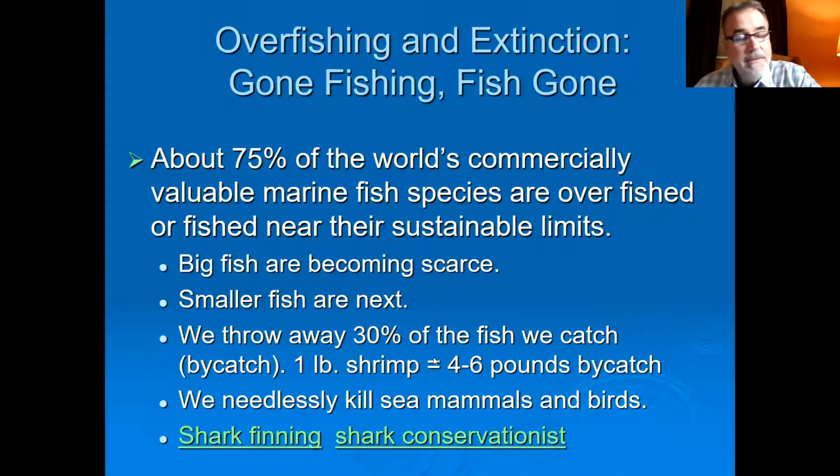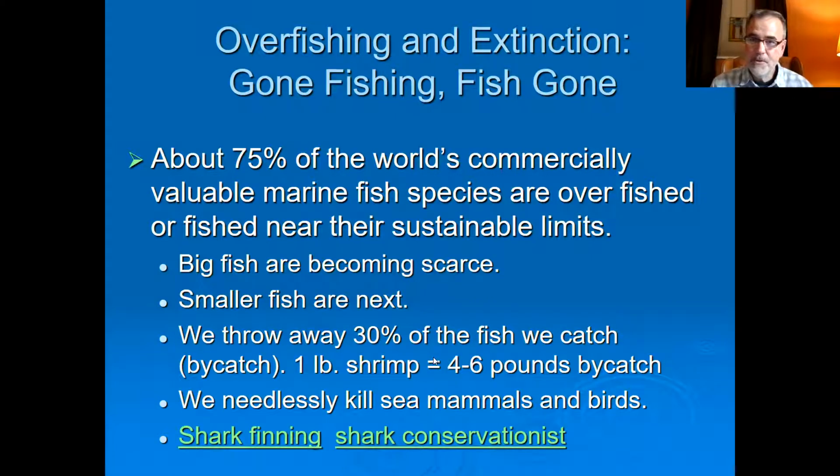Right, about 75% of the world's commercially valuable marine fish are overfished, or near their sustainable limits. We see big fish are becoming scarce, like we saw with the tuna. Smaller fish are next. So we throw away, on average, about 30% of the fish we catch. Like, oops, we didn't mean to bring it up in the net, right? That's bycatch.